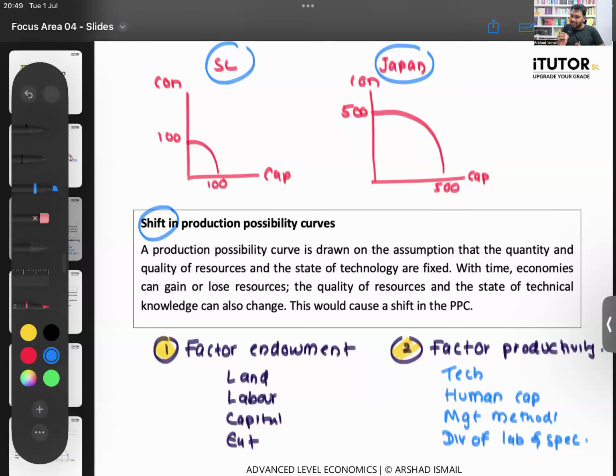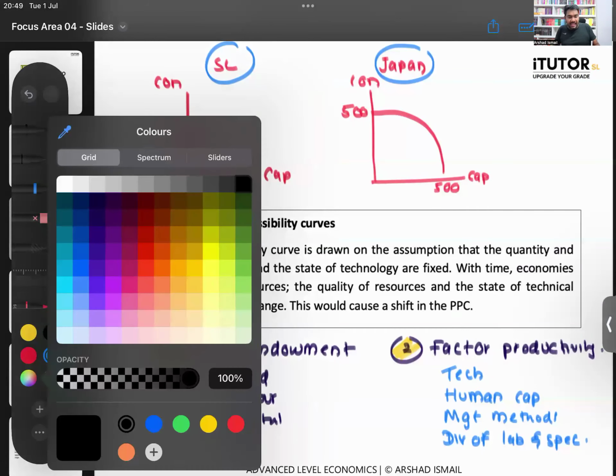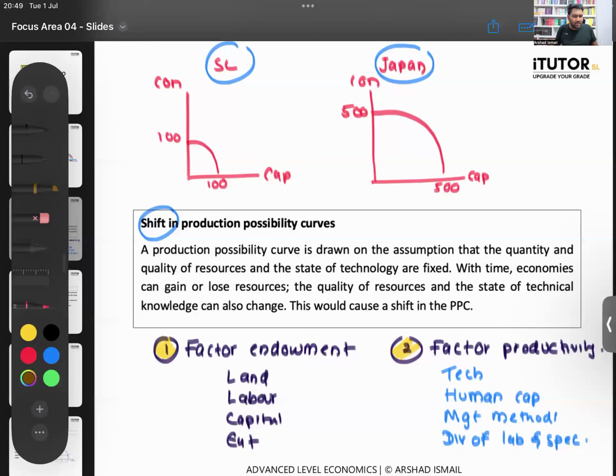Now, in your paper, they won't give you direct questions. I'll give you an example. In your paper, they will say, okay, due to the economic crisis, many Sri Lankans have migrated abroad.